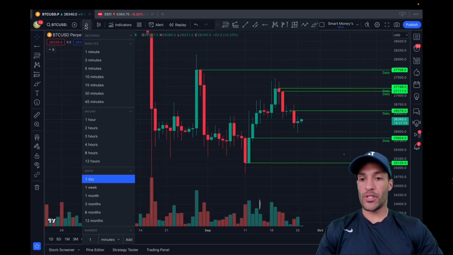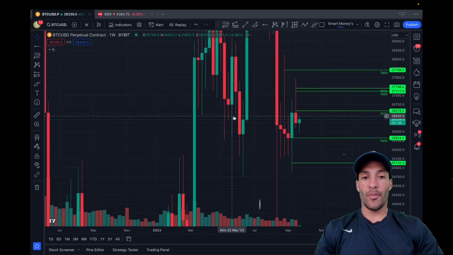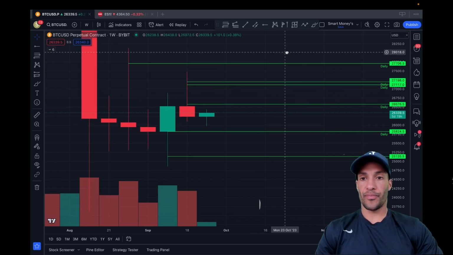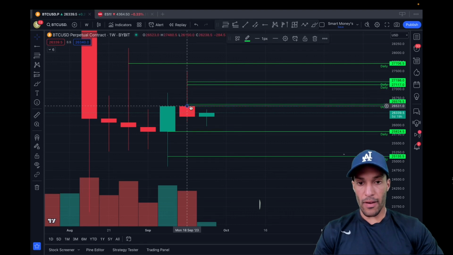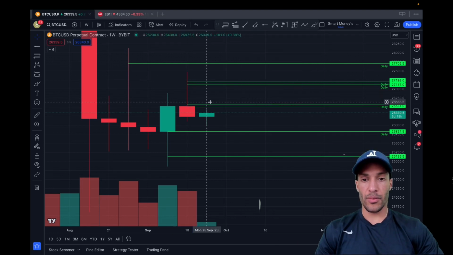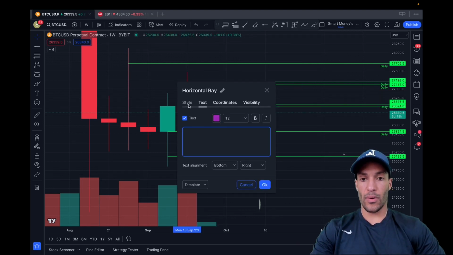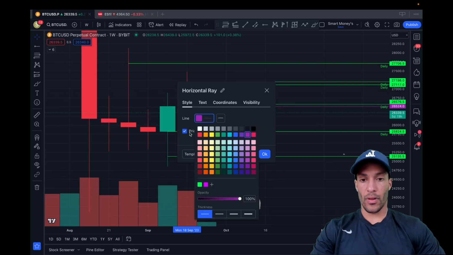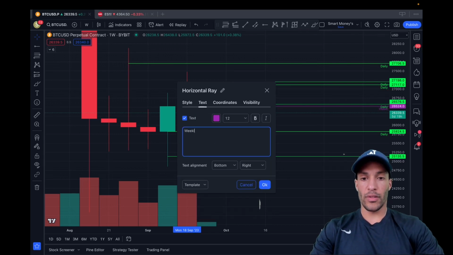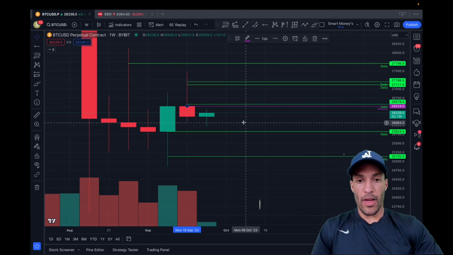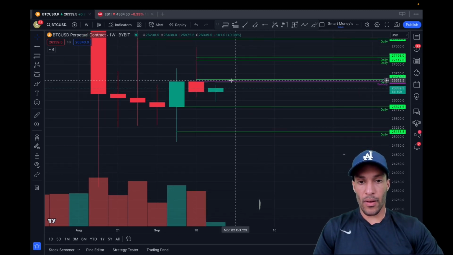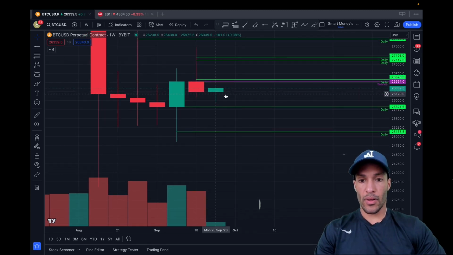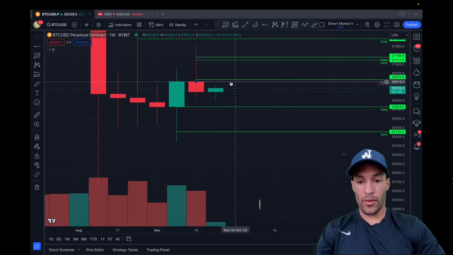Now, we're going to switch over to the weekly right now, and we're going to look for weekly levels. So we have this level right here. Let's change the color as well. Add some text as well. We're going to call this weekly, obviously. We have that weekly level right there, which is untapped. We have another weekly level right down here.